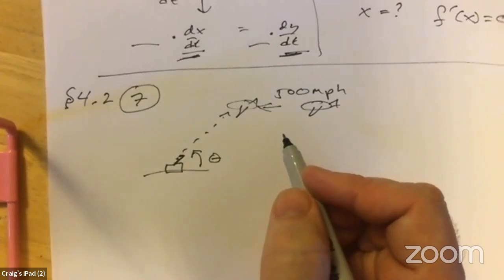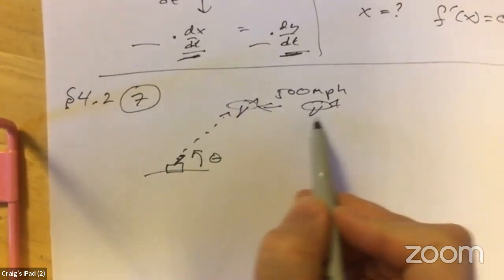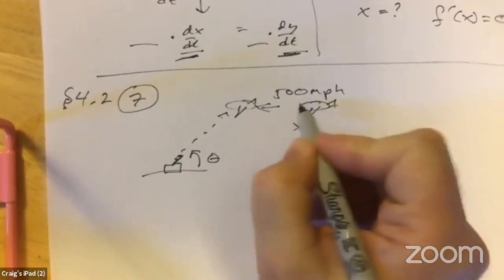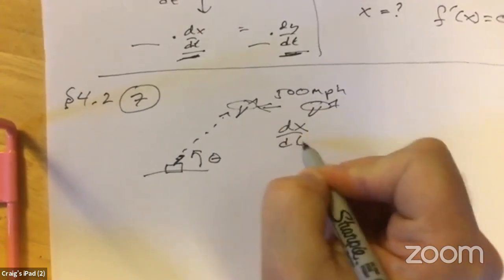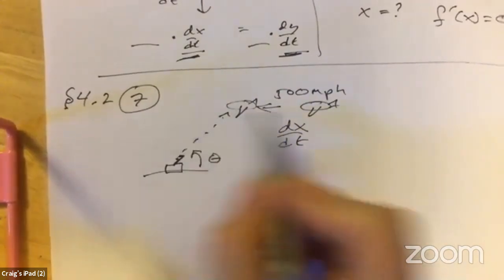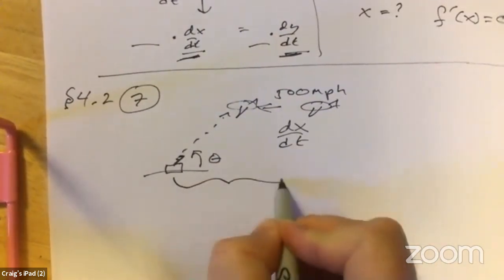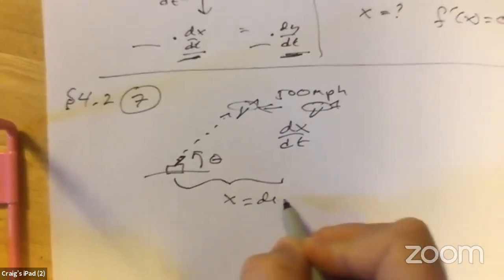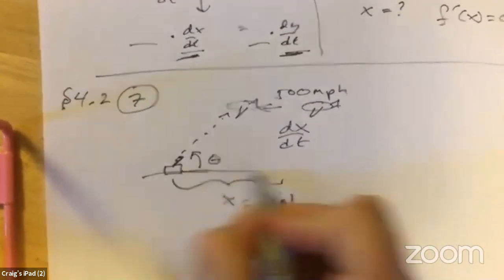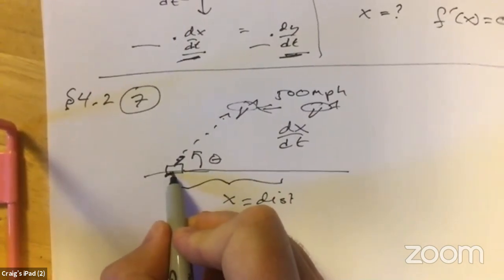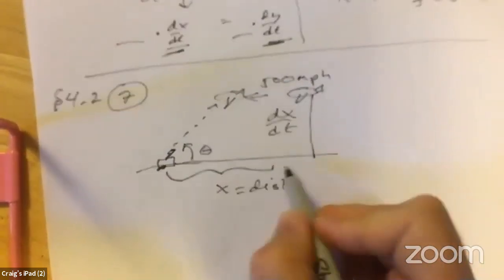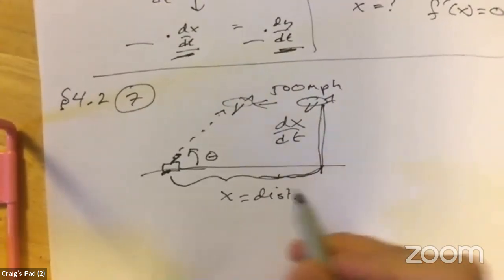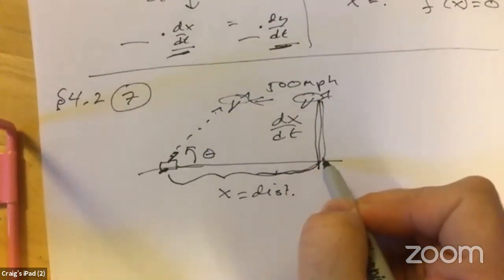In order to figure that out, we're going to have to find some way to relate this rate. I'll call this one the x variable here. And 500 miles per hour will be how fast x changes, how fast this distance changes. So really x is the distance across the land from our place to where the plane would be if the plane was right on the ground.